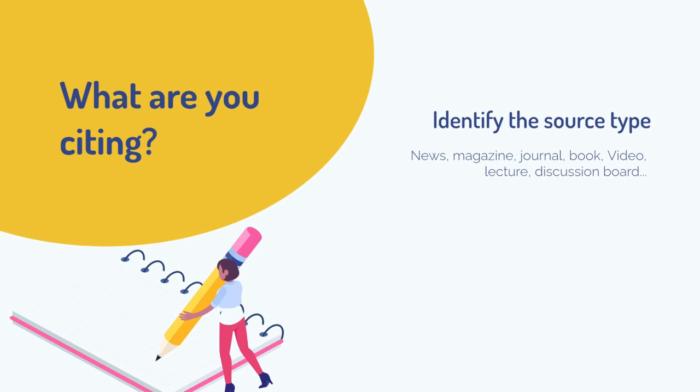Are you looking at a magazine? Was it a journal? Was it a book? Was it a video? Please note that a lot of times we want to say that the source type is a website, but that's not always the case. An example is if you're looking at a YouTube video, that's a video that you're citing, not a website. That video is found on a website, but the source type itself is a video.